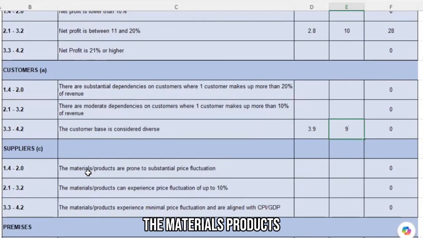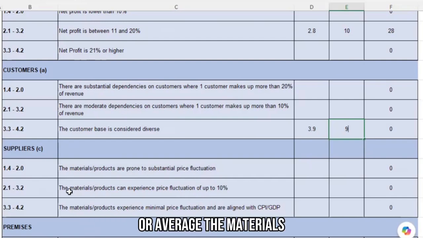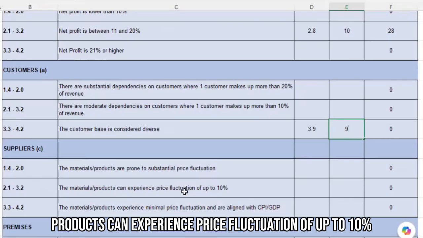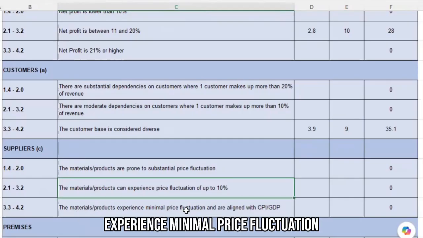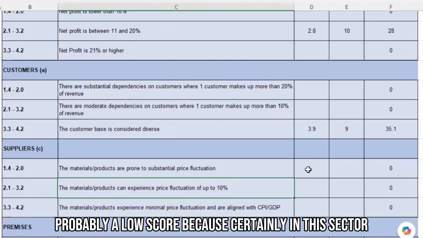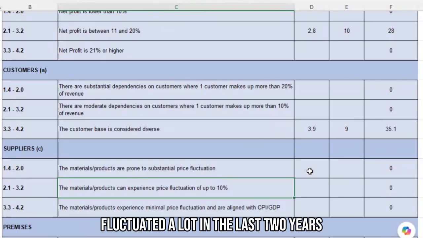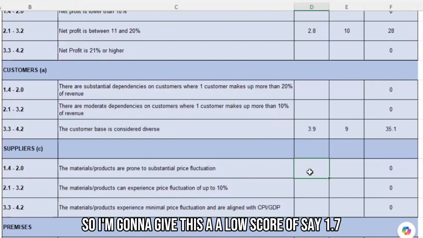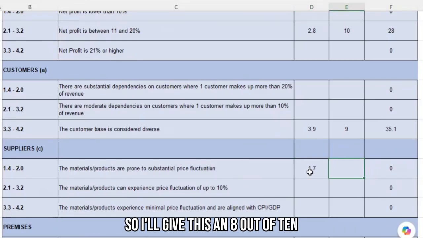Suppliers. The materials products are prone to substantial price fluctuation, or average, the materials products can experience price fluctuation of up to 10%, or above average, the materials products experience minimal price fluctuation and are aligned with CPI or GDP. So I'm going to give this probably a low score because certainly in this sector, materials and raw ingredients have fluctuated a lot in the last 2 years. So I'm going to give this a low score of say 1.7. And it's also a relatively important characteristic. So I'll give this an 8 out of 10.